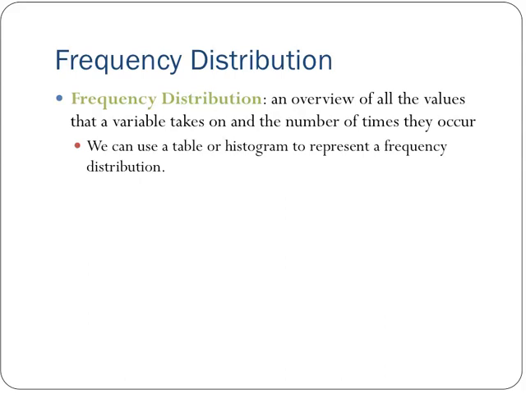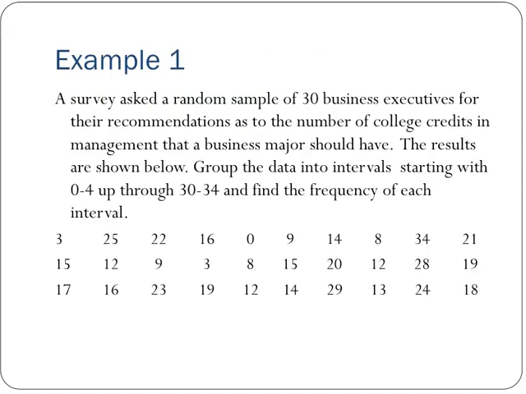So take a look at example 1. A survey asked a random sample of 30 business executives for their recommendations as to the number of college credits in management that a business major should have. The results are shown below. Group the data into intervals, starting with 0 to 4, up through 30 to 34, and find the frequency of each interval. Okay, so this is all the data that was taken after asking this information from a survey.